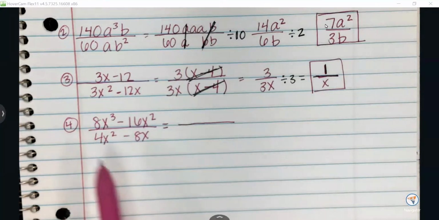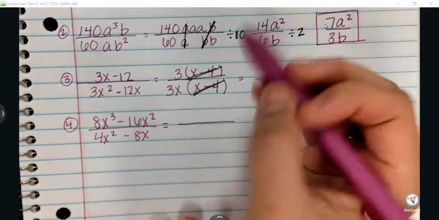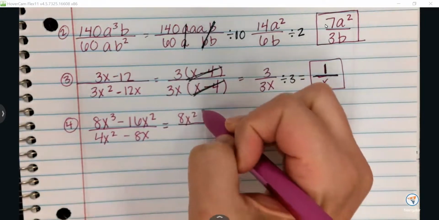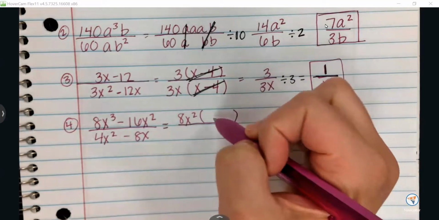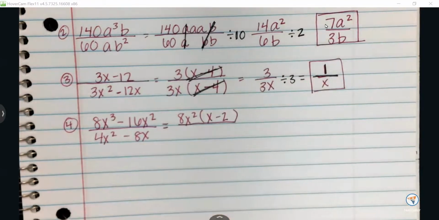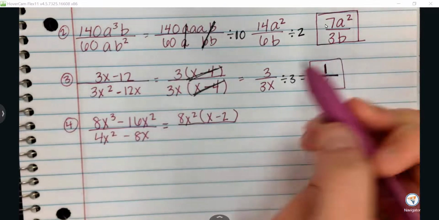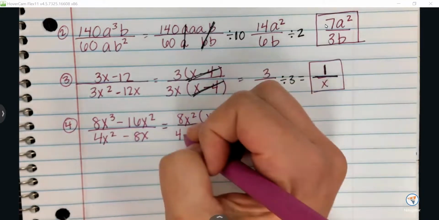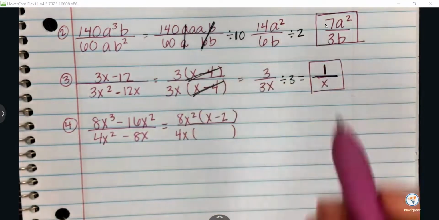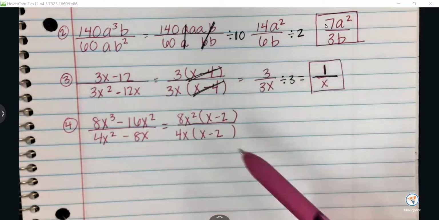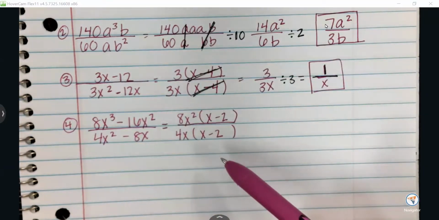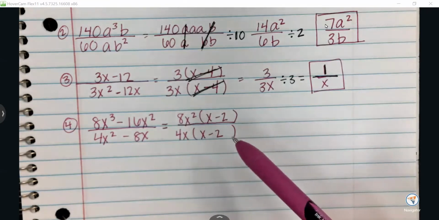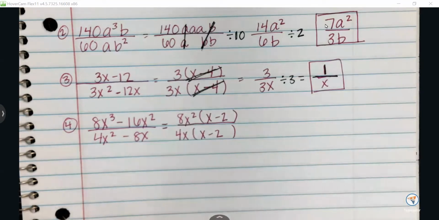In my numerator, what number can I divide them both by? 8. How many x's do they have the same? So x squared. And what will be left over? X minus 2. And my denominator, what number do they both have? 4. How many x's do they both have? So just an x. And what will be left over? Freeze. Is it always going to be the same? No. Will it be a lot of times? Yes. Always? No. Okay.